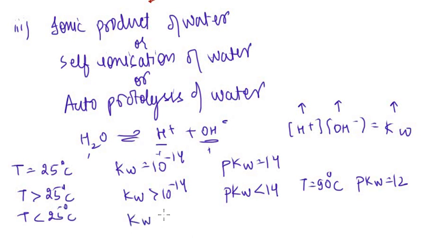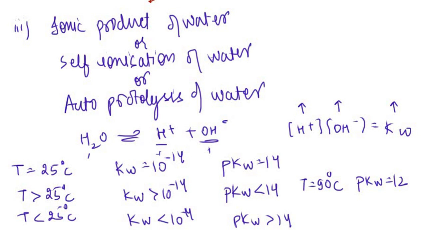Now when we decrease the temperature from 25 degrees centigrade, the Kw will also be less than 10 to the power minus 14. So pKw will be greater than 14. Whenever we are decreasing the temperature, the molarity of H plus and OH negative will decrease. So when they decrease, the value of Kw will decrease, and the pKw will be greater.